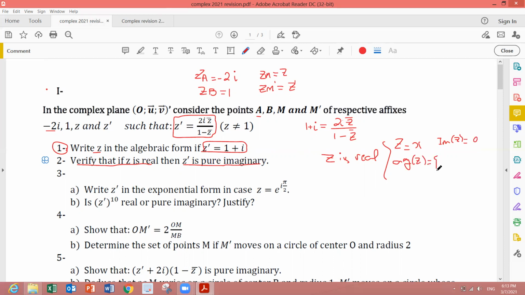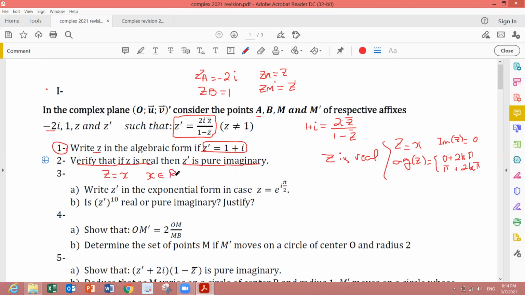or pi plus 2k pi. For a complex number to be real, either the imaginary part is 0 or the argument is 0 or pi. In this case, verify that if Z is real, Z prime is pure imaginary. If Z is real, I can write Z in the form equal x, where x is a real number, not an imaginary number.